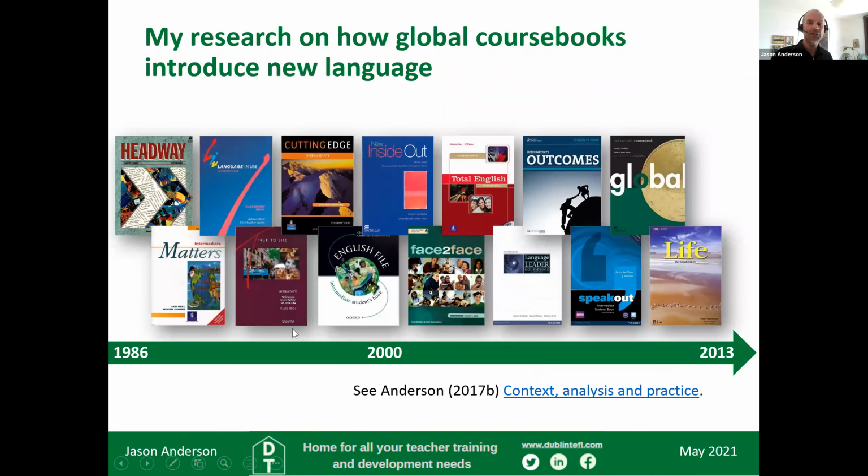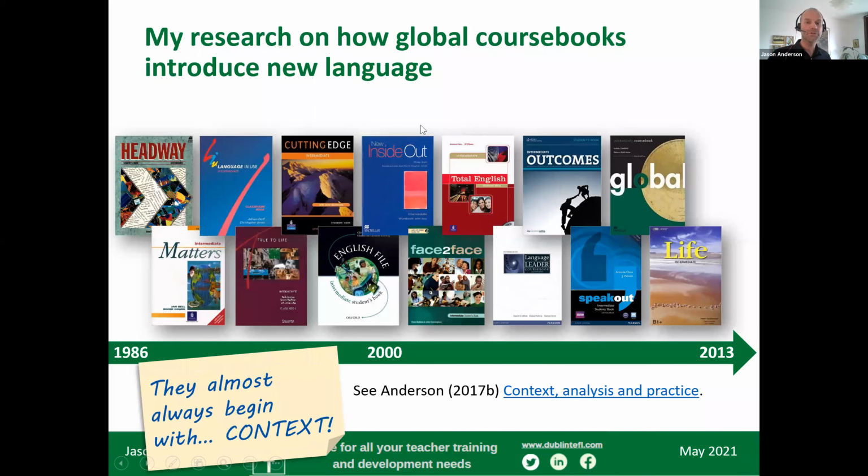So I'm going to move on a little bit now just to talk about some of the research I did a few years ago on how global coursebooks introduce new language. I'm going to zoom through this mainly because of time, but feel free to ask any questions if you want to. I looked at all the coursebooks you can see on the screen, and these are all global coursebooks from 1986 right up to 2013. And I think there hasn't been much change since 2013, but feel free to make a point in the chat if you disagree with the point I'm going to make in a moment.